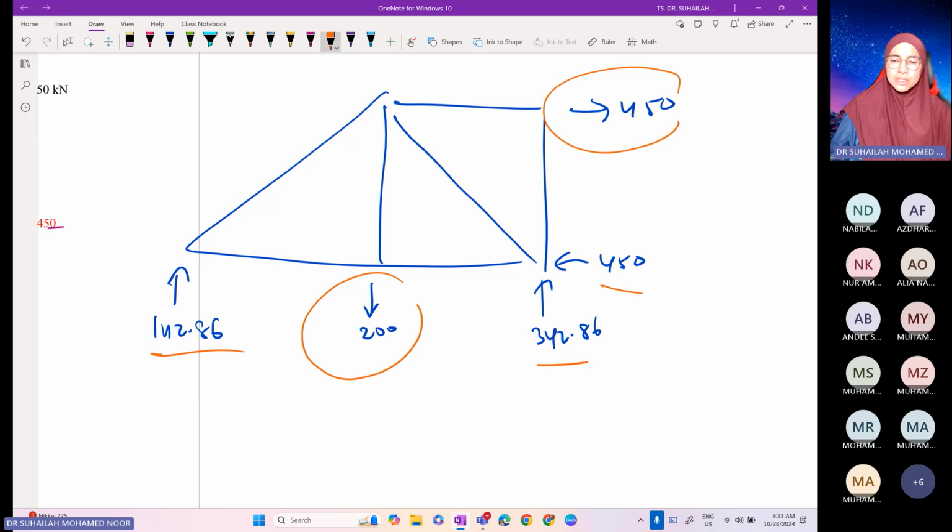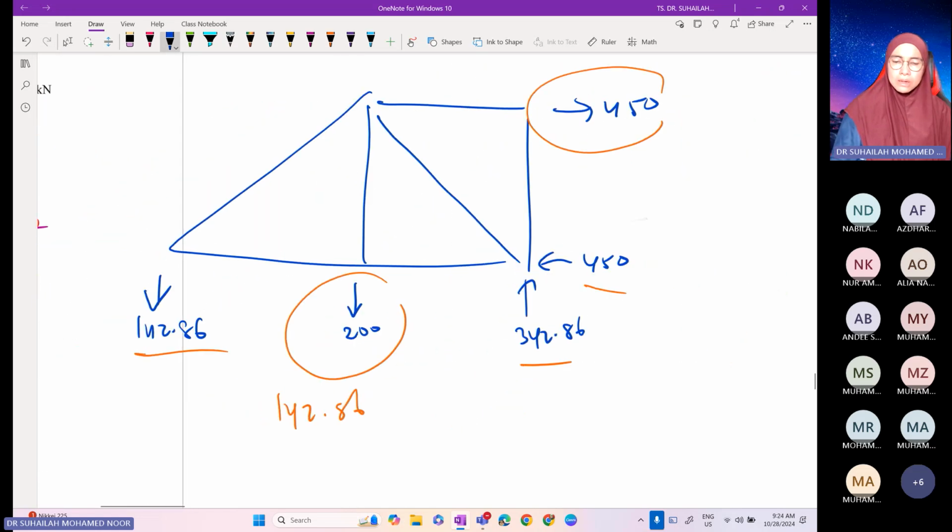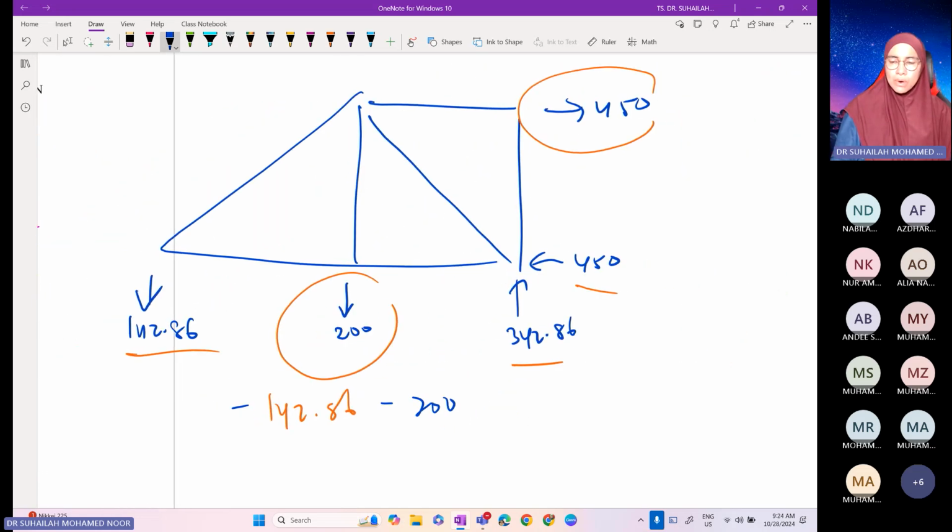So we check the reactions in the vertical direction. 342.86 is downward. Sorry, wrong arrow; this arrow is downward, and 200 is downward. Plus 342.86 gives 0. So it is vertically in equilibrium, because the sum is zero. Total FY is checked and equals zero. Then total FX is these two, one to the right, one to the left. So this is externally in equilibrium. Internally is joint by joint.